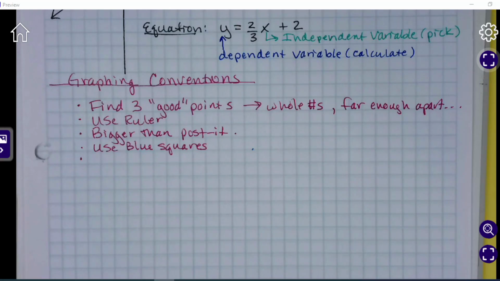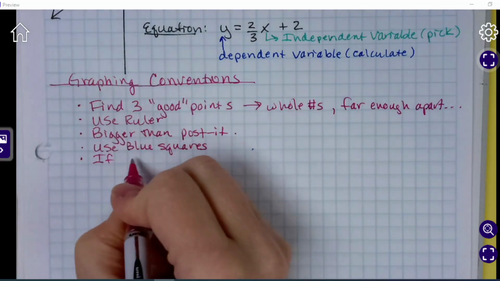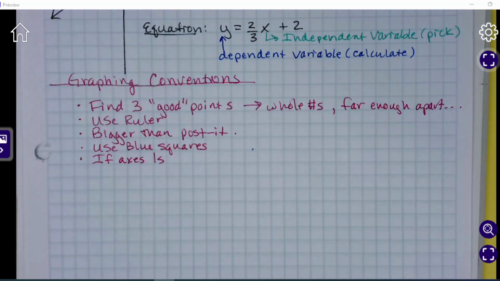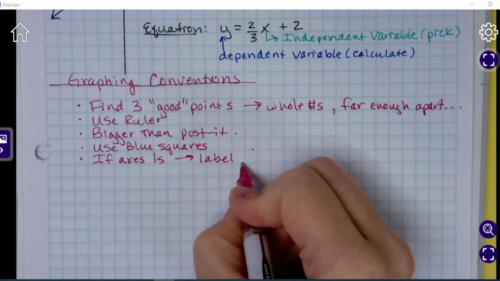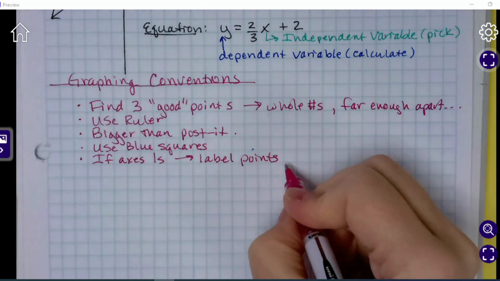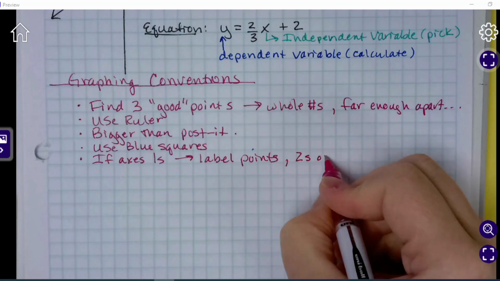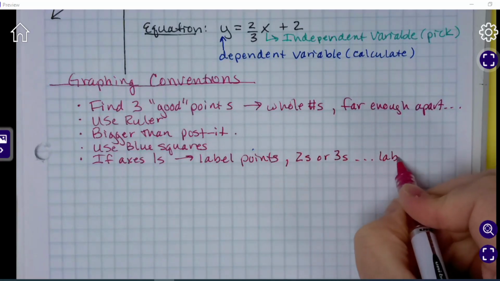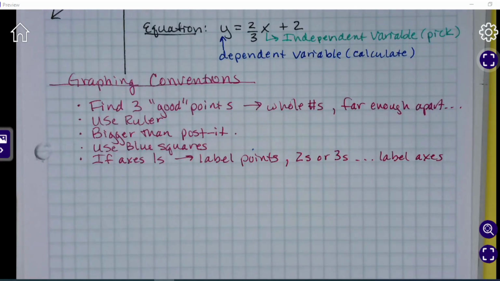And then the last convention is, in general, if the axes go by ones, like 1, 2, 3, 4, 5, -1, -2, -3, all you have to label are the points, the 3 points that you use. You don't have to write all the axes labels out. If your axes though go by 2s or 3s, then yes, you need to label your axes with 2, 4, 6, 8, 10, 3, 6, 9, something like that. But if it's ones, just label your 3 points and you're good to go. So those are generally the graphing conventions that we're going to follow. And if you follow these, they will work for any teacher from here until you graduate.